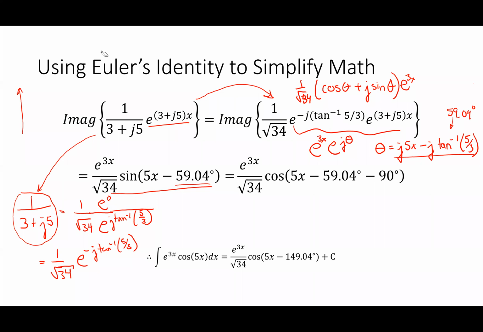Now, real quick, how did we get 59.04 degrees from j5x minus j arctan? Hold on. I got it from this, arctan of 5/3. Notice the 5x here is a frequency term. Arctan of 5/3 is 59.04. That makes sense. Again, this is the kind of thing we're going to get used to over time.